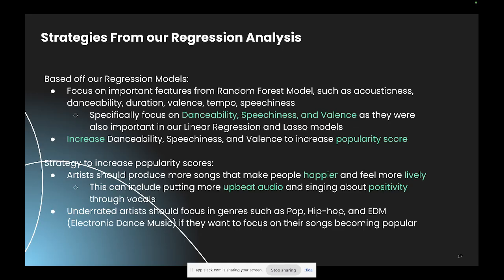So to summarize, based off of our regression models, we want to focus on those random forest model features, specifically danceability, speechiness, valence. So based off of our improvement suggestion analysis, we want to increase danceability, speechiness, and valence to increase popularity score. So our strategy for underrated artists is that they should make more songs that make people happy, make people want to dance, make people feel more lively. And this could include putting in more upbeat audio or singing something more positive through vocals.